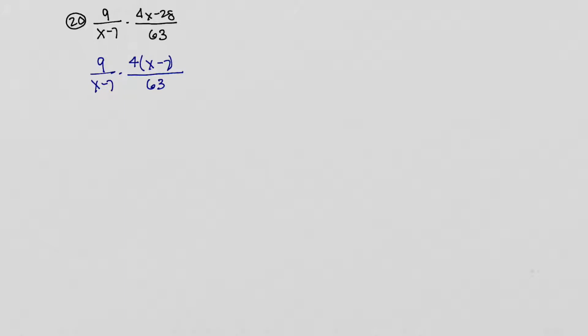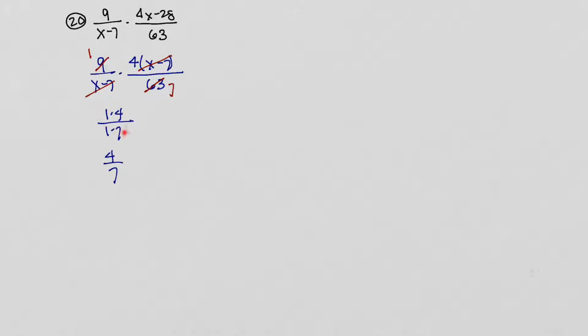And now here's what I see. This x minus 7 is going to cancel with that one, so let's do that. But then also, you notice that 9 and 63 have 9 in common. So what I'm going to do is divide each by 9. 9 divided by 9 is 1. 63 divided by 9 is 7. So here's what we're left with. 1 times 4 over 1 times 7. So we're just going to get 4 over 7.